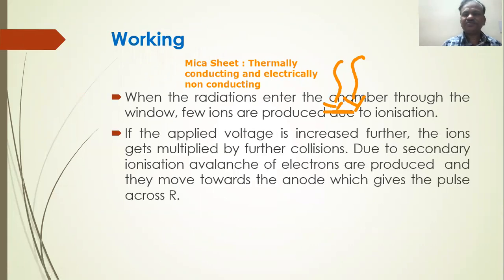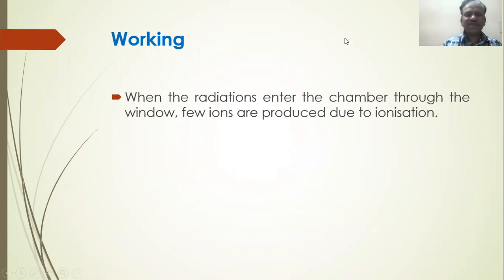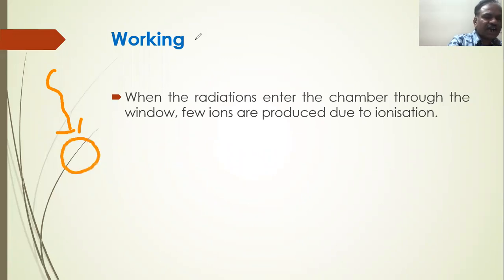Okay, now, what is the working mechanism? When the radiations enter into the chamber through the window, a few ions are produced due to ionization. How is the ionization produced here? Now, this is the radiation. Here there is an argon atom. When the argon atom is there, the radiations are completely absorbed by the argon atom. The energy is absorbed by the valence electrons of the atom.